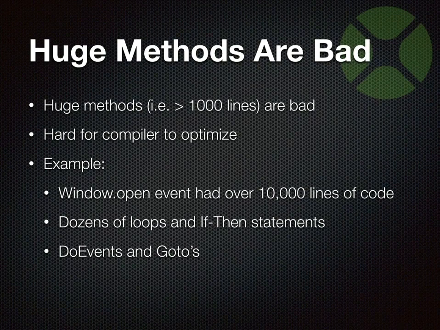Here's an example that a Xojo engineer told me. In a window open event, there was over 10,000 lines of code with dozens of loops and if-then statements. They used DoEvents to make sure that the window redrew, and they used gotos so that it was always working. And then they complained that the compiler didn't work right. So, you know, you can take this to the extreme. Big methods, bad.